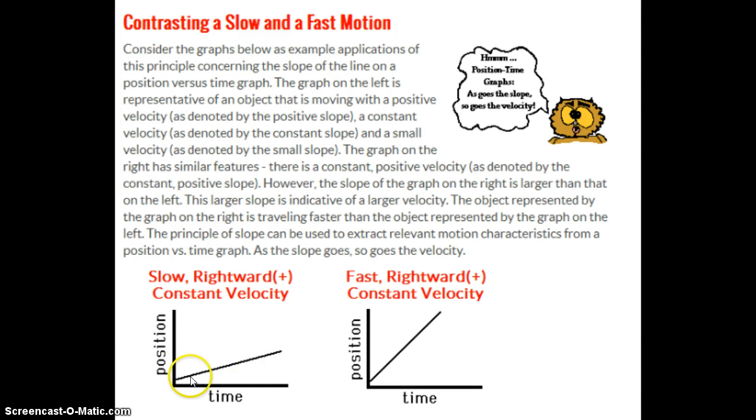We made a rule in class that the steeper the slope, the faster the speed. The gentler the slope, the slower the speed. You'll notice that the graph here on the left has a gentler slope than the graph on the right, which has a steeper slope. So we can deduce that the graph on the right is showing the motion of an object that's traveling faster than the object in the graph to the left. Very important here: the slope of a position time graph is the speed.